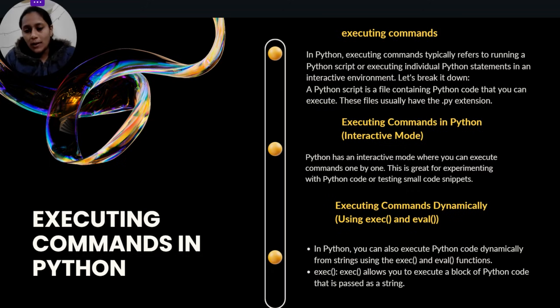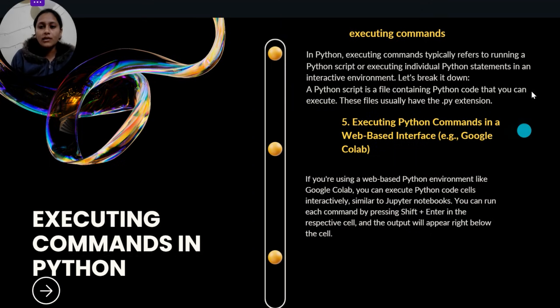Second is executing commands dynamically. In Python, you can also execute Python commands dynamically from strings using the exec and eval functions. Exec allows you to execute a block of Python code that is passed as a string. Now, how to execute Python commands in a web-based interface, for example, Google Colab. If you're using a web-based Python environment like Google Colab, you can execute Python code cells interactively, similar to Jupyter notebooks. You can run each command by pressing Shift plus Enter in the respective cell and the output will appear right below the cell.